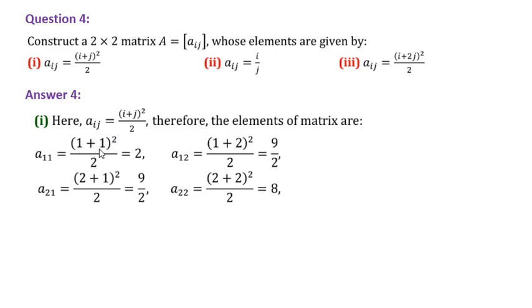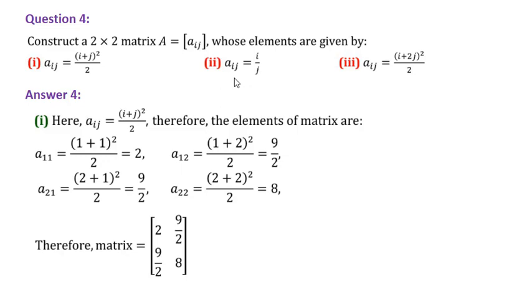So let us see how we solve this first problem. For A11, I put 1 in place of i and in place of j and I will get the answer as 2. Similarly A12, A21 and A22. So thus you can get your required matrix. So it is 2, 9 by 2, 9 by 2 and 8.